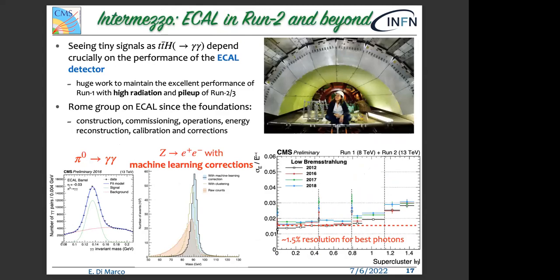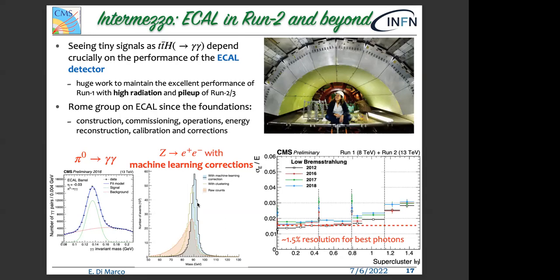Now I want to do an intermezzo, which also matches with Maurizio's presentation before, because of course we could not have done these gamma gamma measurements without machine learning, but also without a perfect understanding of the detector. In particular, ECAL is 90% of the H to gamma gamma measurement. To prepare for that, you have to do calibration at the extreme level, because the resolution of the mass peak, which at the end determines the sensitivity of the H to gamma gamma channel, depends on the precision of the calibration of the detector.